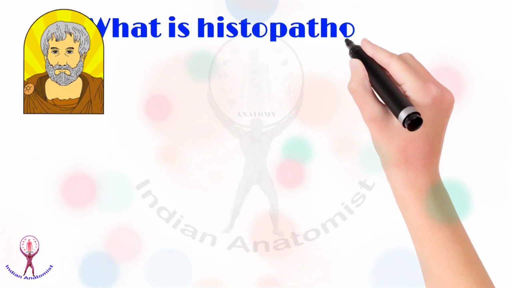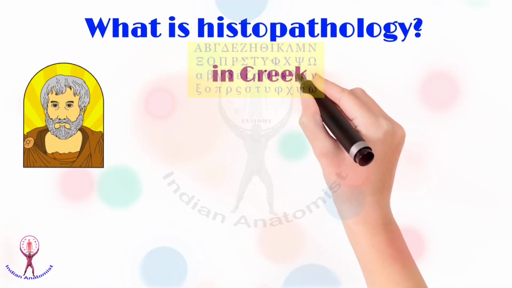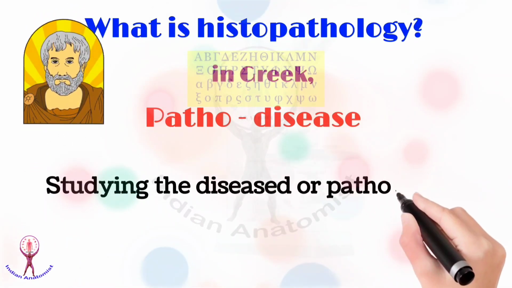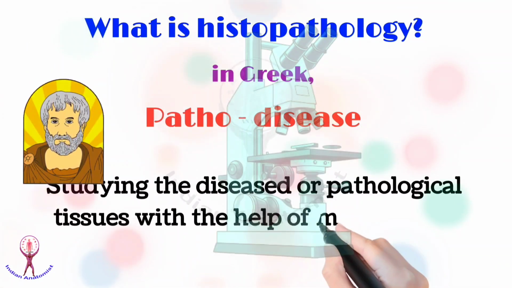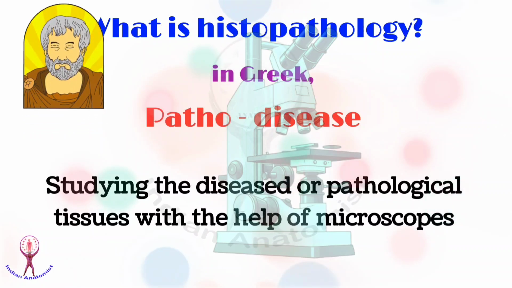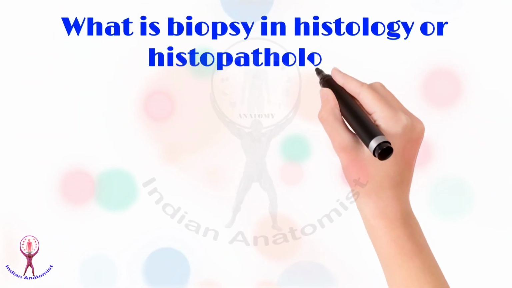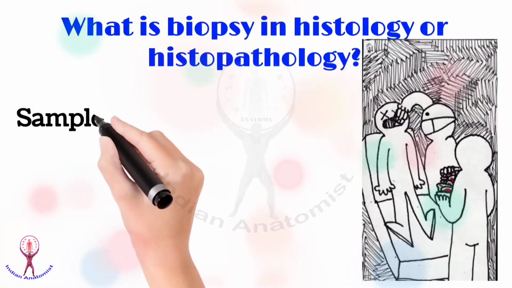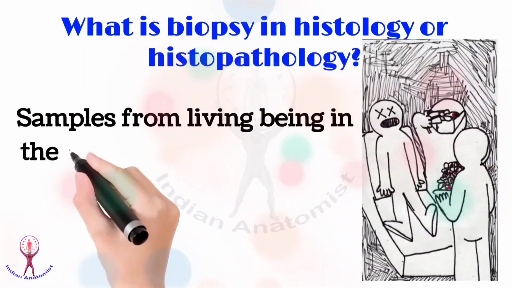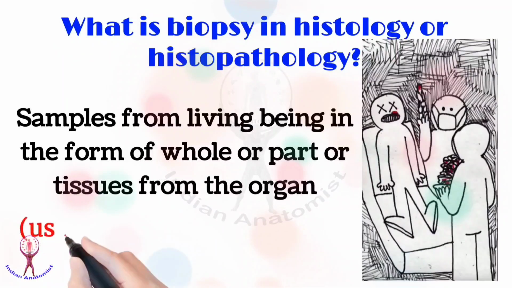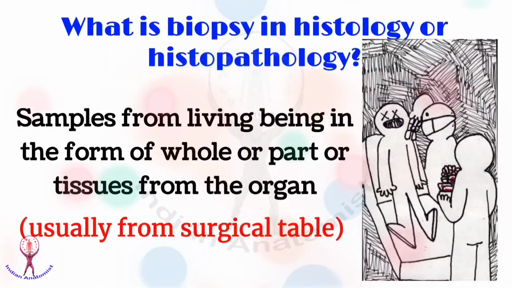Now what is histopathology? Again, in Greek, patho means disease. Studying diseased or pathological tissues with the help of a microscope. Next, what is biopsy in histopathology? The tissue samples from the living being in the form of whole or part or tissues from the organ. Usually, tissues are acquired from the surgical table or minor OT procedures.